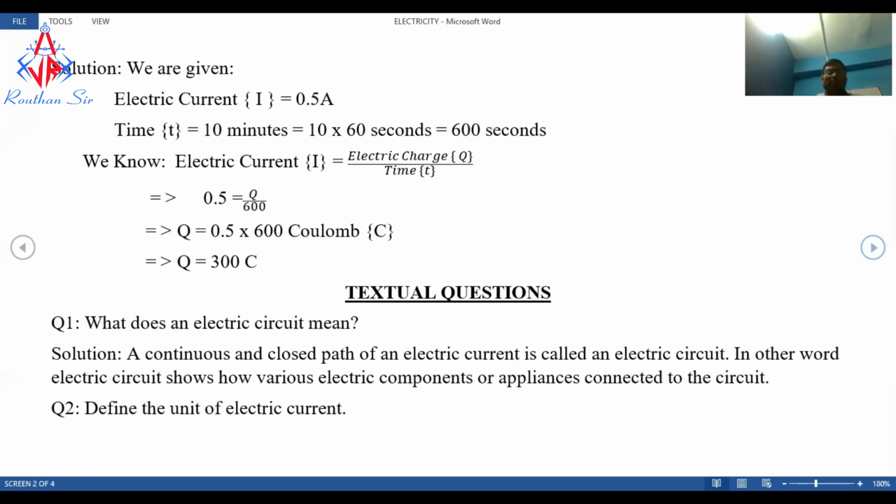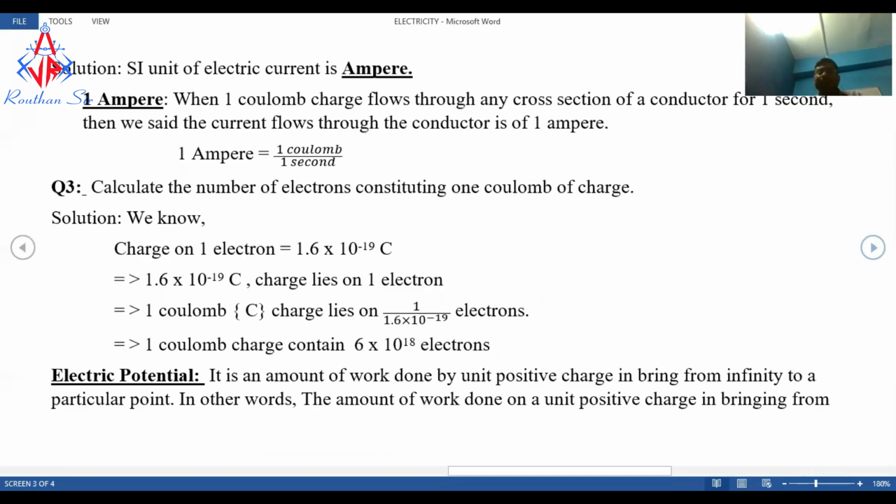Now the second question is, what is the unit of electric current? Here again we talk about the SI unit of electric current. The SI unit of electric current is ampere. We already defined what we mean by 1 ampere. When 1 coulomb charge flows through any cross section of a conductor for 1 second, then we say the current flowing through the conductor is 1 ampere. 1 ampere is equal to 1 coulomb upon 1 second.